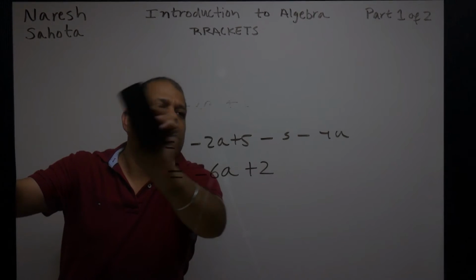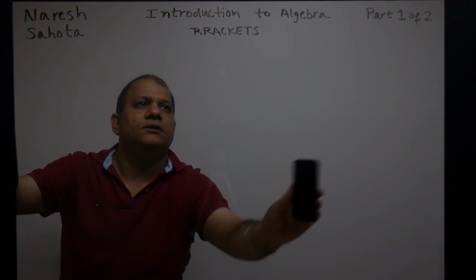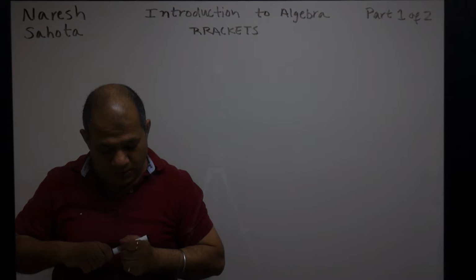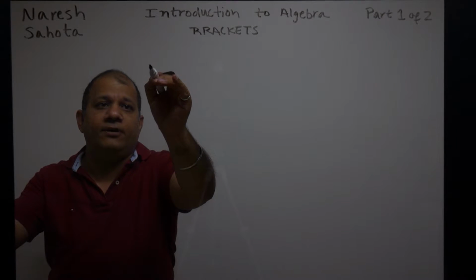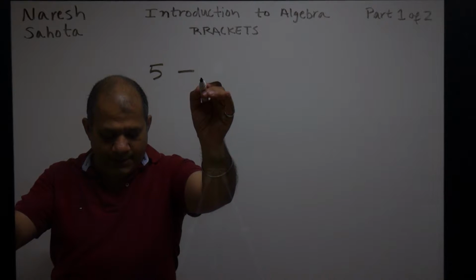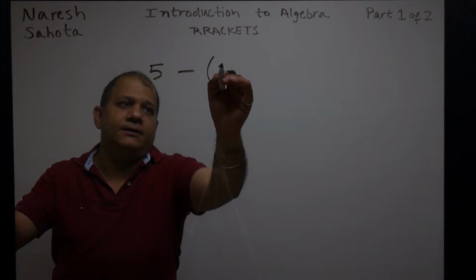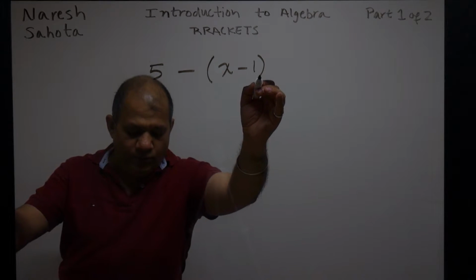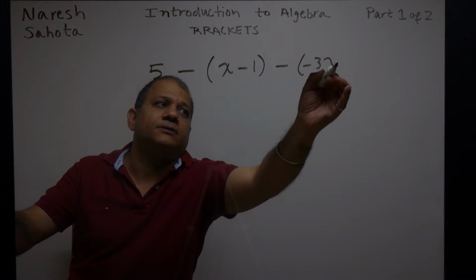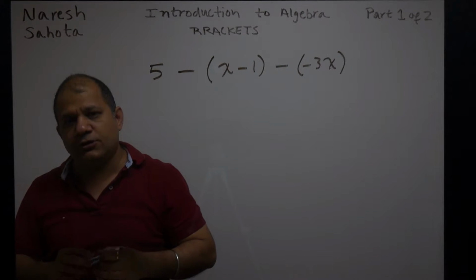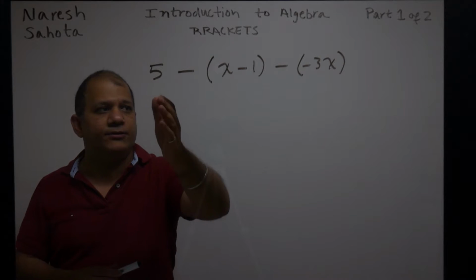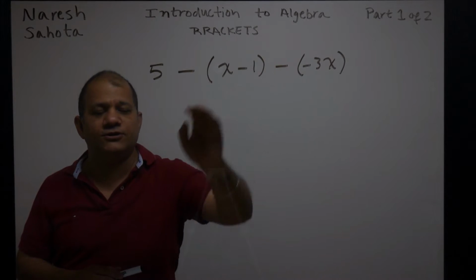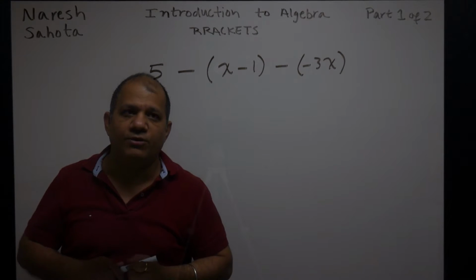So maybe let's do one example where we have all three operations in one question. So let's say I have 5 as my first term minus, let's say, x minus 1, and then we have minus negative 3x. So how do we simplify this? We've got three terms, 1, 2, 3. We have subtraction here, but the first step is to remove brackets.